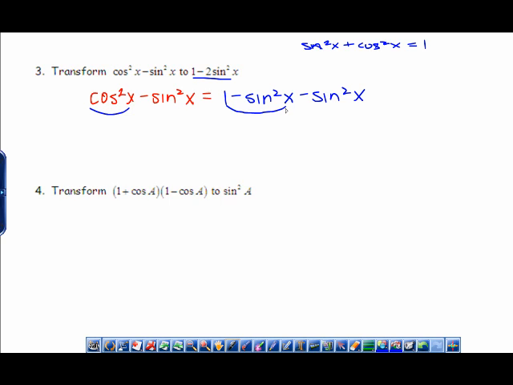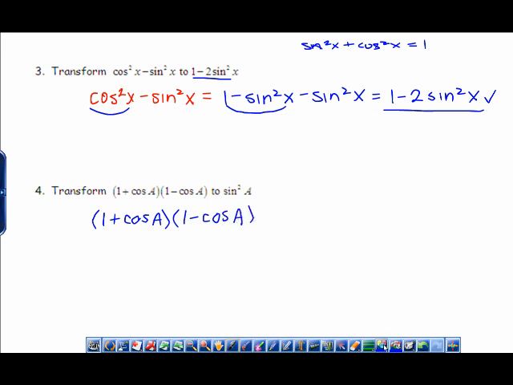Now I can see how we get the answer, because negative sine squared minus sine squared, well, there's 2 of them. So that becomes 1 minus 2 sine squared x. And there we go. We proved it. Okay, so you start with one side, you do acceptable substitutions using the identities, and you get the other side. Okay, so next problem. Always start by rewriting. Don't jump into whatever you think you're supposed to do. Just rewrite it first. This is part of good proof notation.